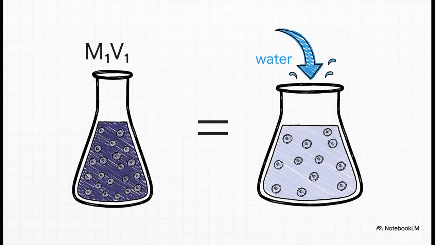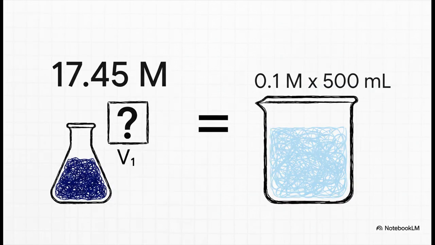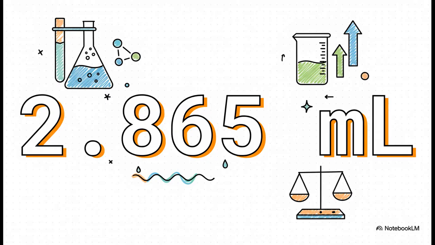It works because when you add water, you're not changing the number of acid molecules. You're just giving them more room to swim around in. So let's plug in what we know. On the 1 side, our starting molarity, M1, is 17.45 M. The starting volume, V1, is what we're trying to find. On the 2 side, our final molarity, M2, is 0.1 M, and our final volume, V2, is 500 milliliters. You just do a little bit of algebra to solve for V1, and you get your answer. You need to measure out exactly 2.865 milliliters of that concentrated acid and then dilute it with water up to a final volume of 500 milliliters. That's how you get the perfect solution every time.